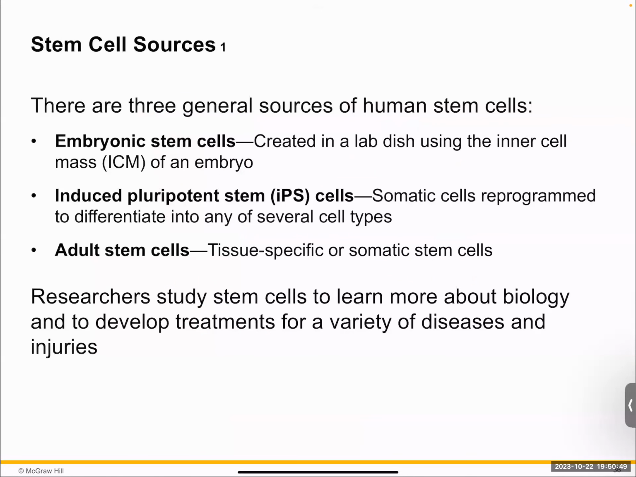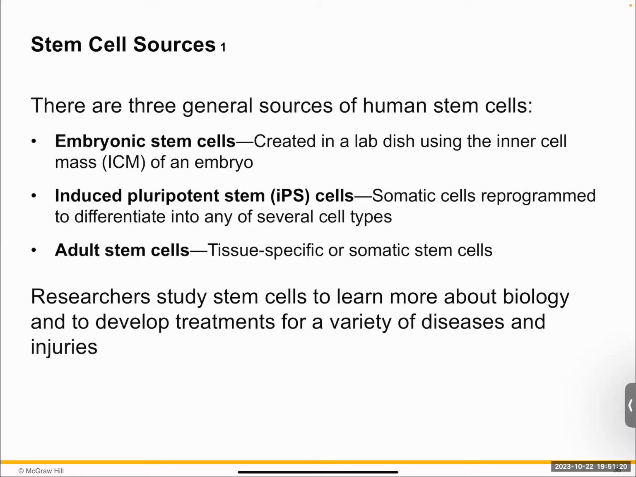Now, where do the stem cells actually come from? Where are these stem cell sources within our body? They can come from embryonic stem cells, which is what we call the tissue that's been created in a lab dish using what we identify as the inner cell mass, or ICM, of an embryo. An embryo is basically a fertilized zygote or fertilized egg.